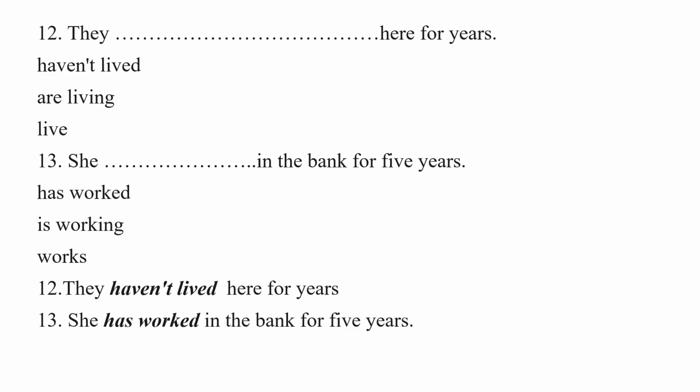They ___ here for years. They haven't lived here for years. They are living here for years. They live here for years. They haven't lived here for years. She ___ in the bank for 5 years. She has worked, she is working, she works. She has worked in the bank for 5 years.